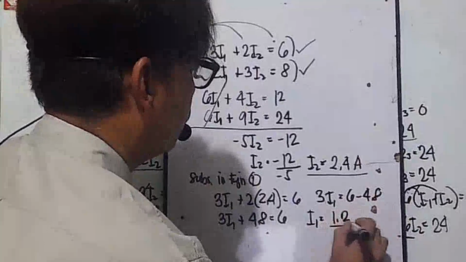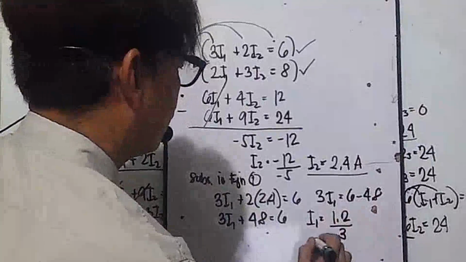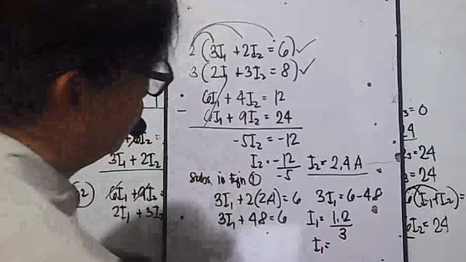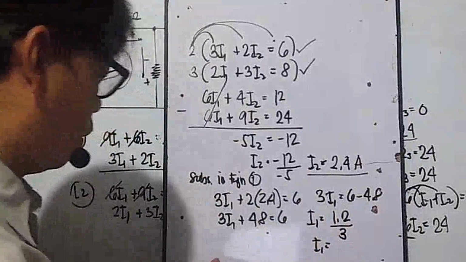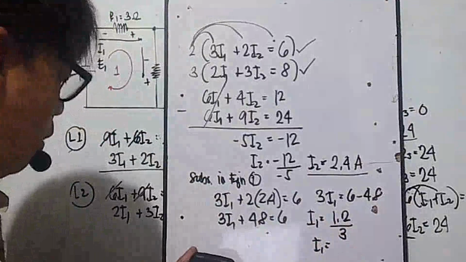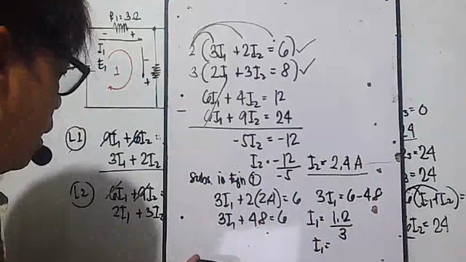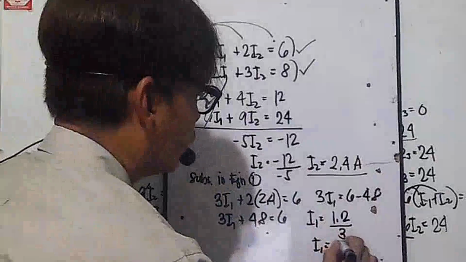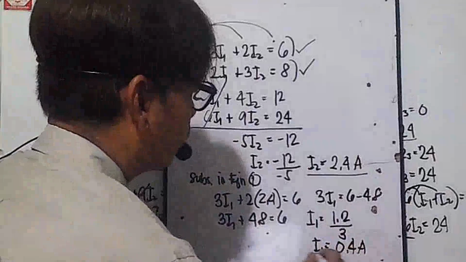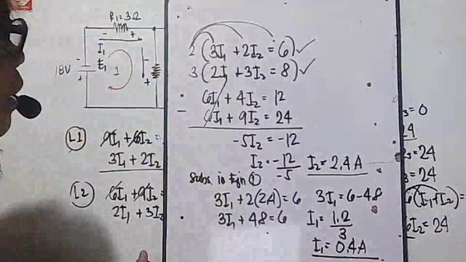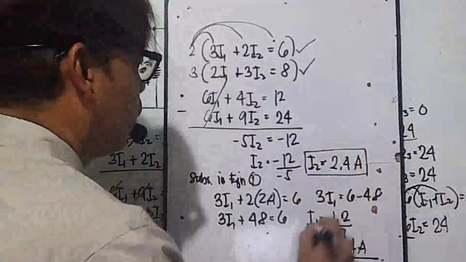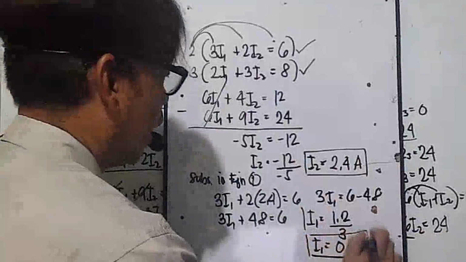Okay, 1.2 divided by 3. So I1 is equal to, I think it's 0.4, just to be sure. 1.2 divided by 3. Okay, it's 0.4. So 0.4 ampere. So that is your I1. Okay, so we have your I2 and we have your here, I1.